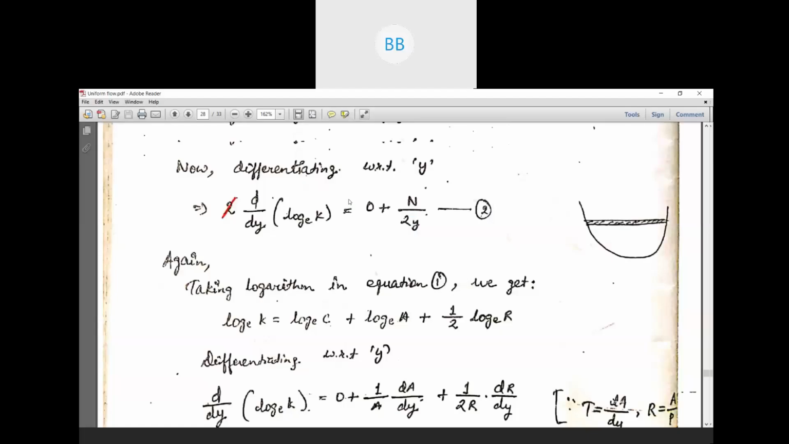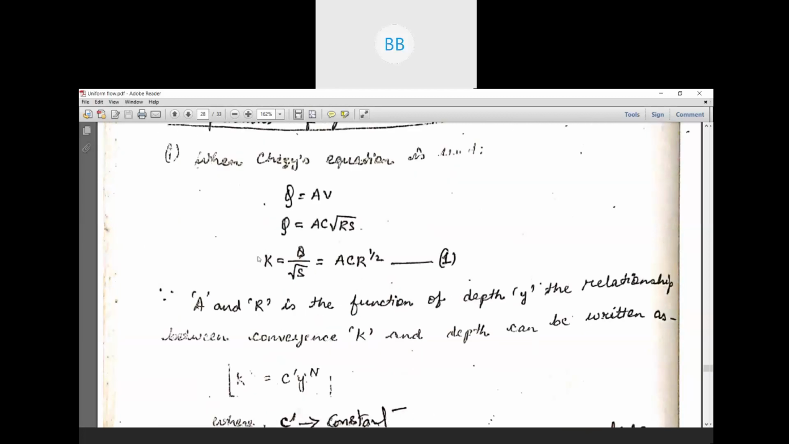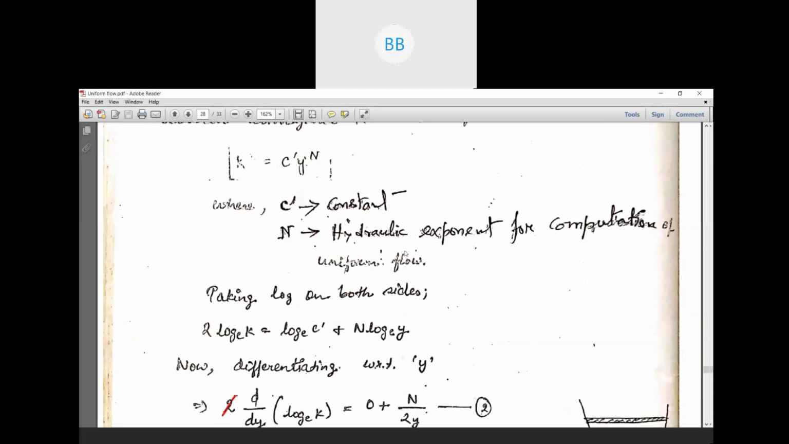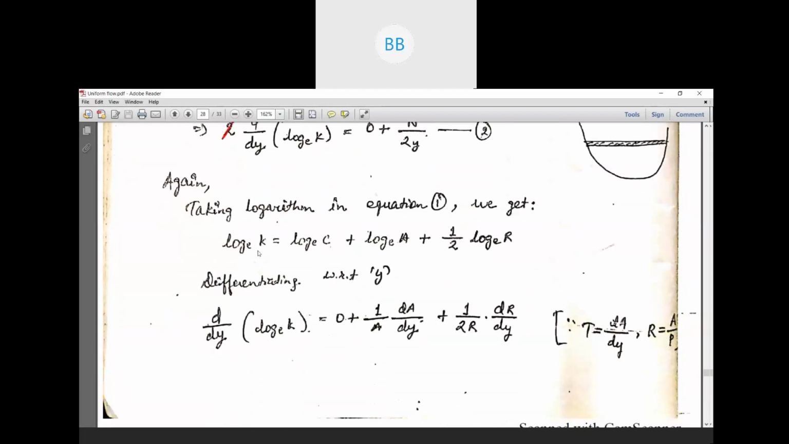So we have to remove this log of K. That is why we are not solving this differentiation. What we are going to do, this log of K we are going to replace by whatever log of K we are getting in equation number 1. Our intention is to find an expression for this capital N, that is your hydraulic exponent. Next, again you take log for equation number 1.